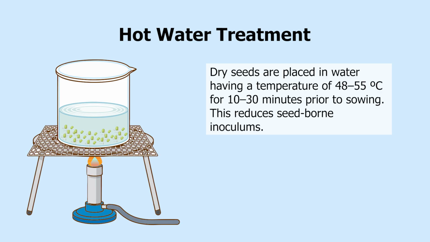Second subtopic is seed treatments. In seed treatments, 3 treatments are done, which are following. First one is hot water treatment. Dry seeds are placed in water having a temperature of 48 to 55 degrees Celsius for 10 to 30 minutes prior to sowing. This reduces seed-borne inoculums.